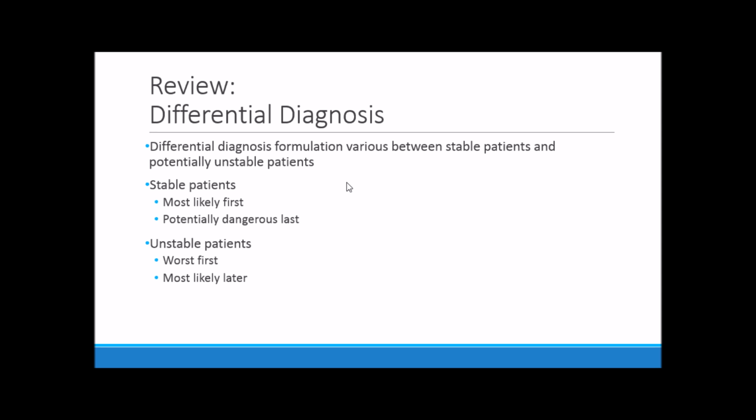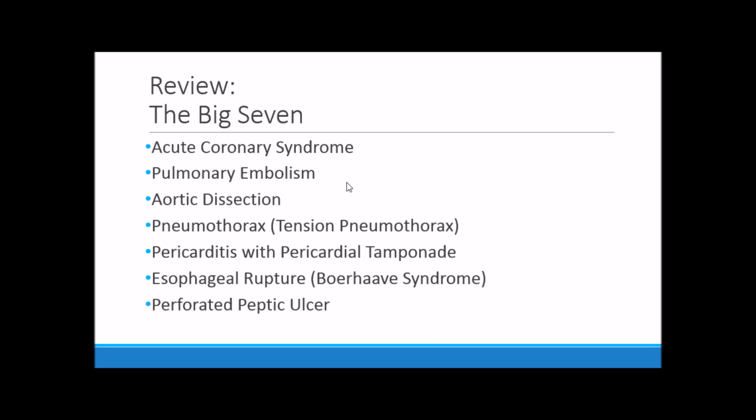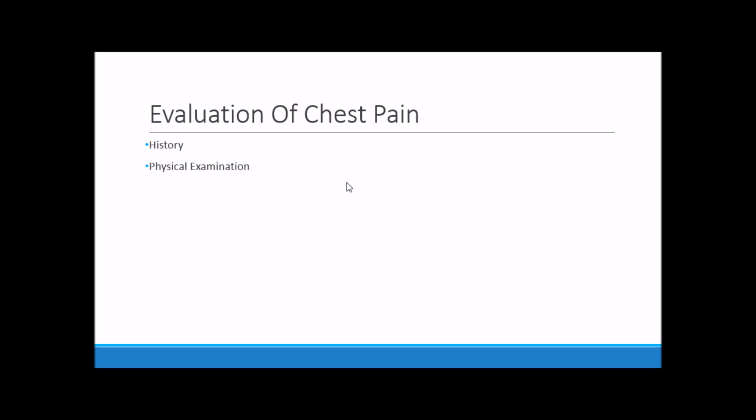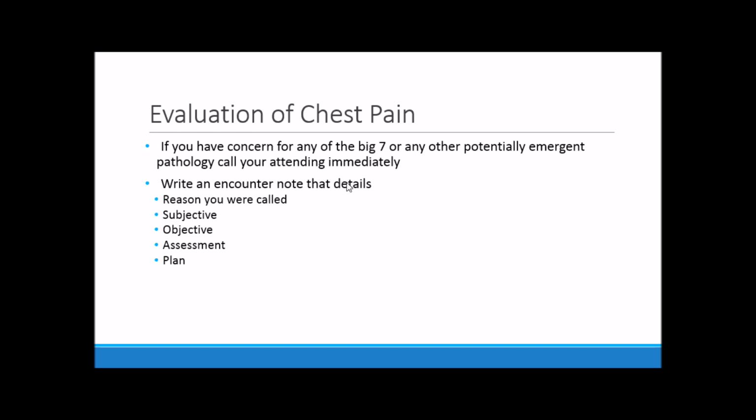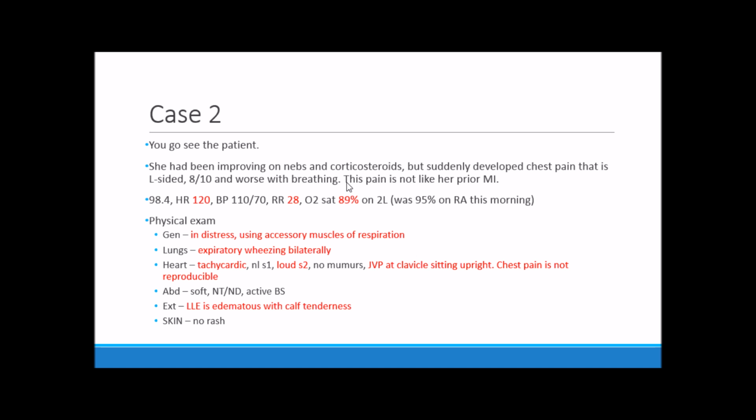Okay? Then you're going to start thinking about differential diagnosis, and you're going to think about your worst first, and you're going to have your big 7 in mind, and you're going to evaluate the patient by taking a history, doing an exam, getting ancillary studies, and using clinical decision-making rules. Now, as you're going through this, if you think you have a big 7, you've got to escalate that. You definitely want to notify your supervising resident. So if you have an R3 or an R2 that's working with you, they need to know. Okay? Otherwise, you're going to notify your attending if you're working directly with them.